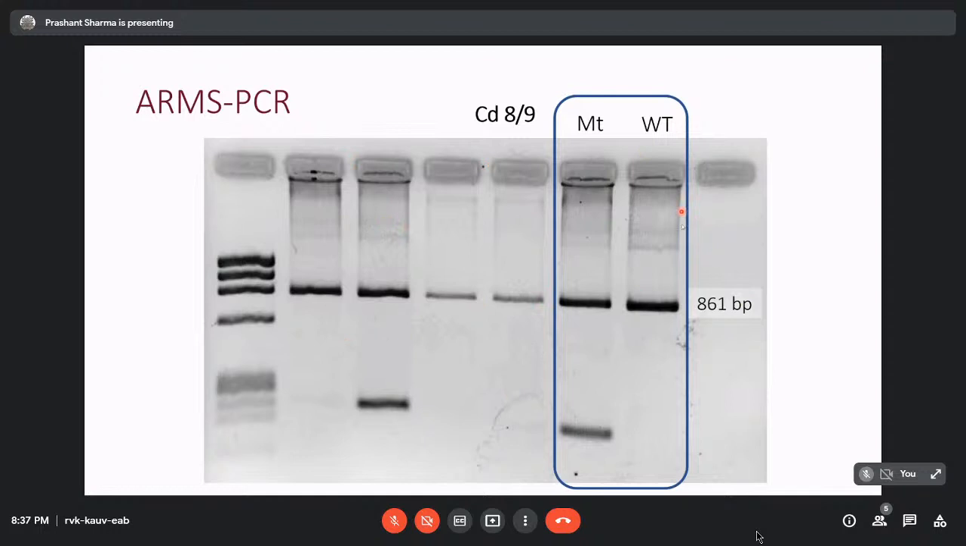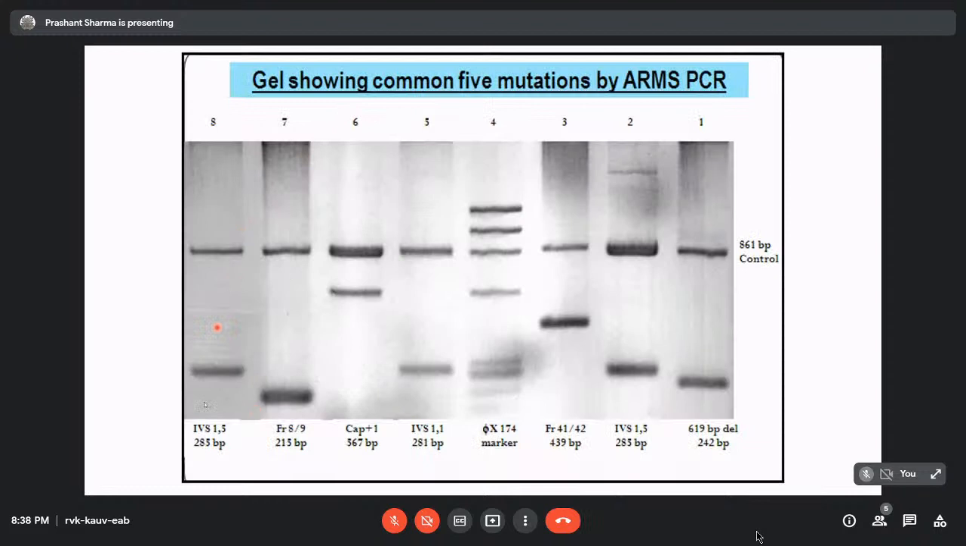So for codon 89, when we put in the mutant primer, we got the mutant product, but with the wild type primer, we got no product. So we can say that this particular patient is homozygous for the codon 89 mutation. And this is probably another primer, because you can see that the length is different. We compare them against the ladder, the base pair ladder here. So this is a gel showing the 5 common mutations by AIIMS PCR. They have to be run separately, but you can try multiplexing a few of them.